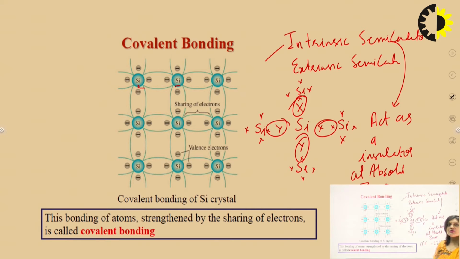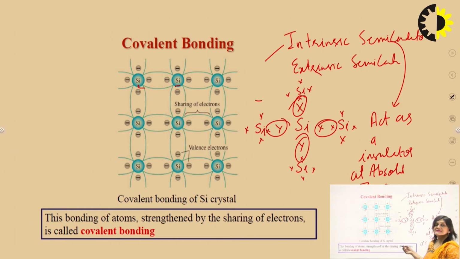Because at this low temperature, the strong covalent bonds exist between the silicon atoms, and these bonds tightly hold the valence electrons, and these valence electrons are not freely available in the crystal lattice. That's why conduction is not possible and current is not there in the semiconductor. And this intrinsic semiconductor acts as an insulator at absolute zero.